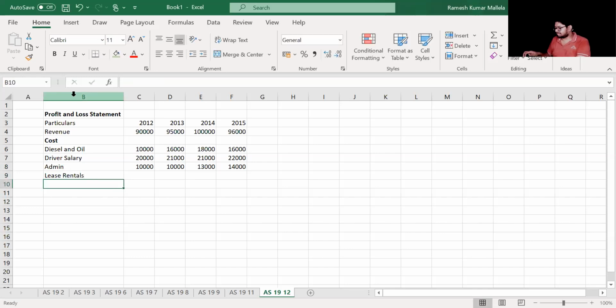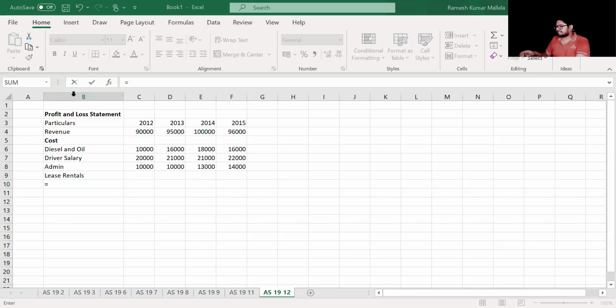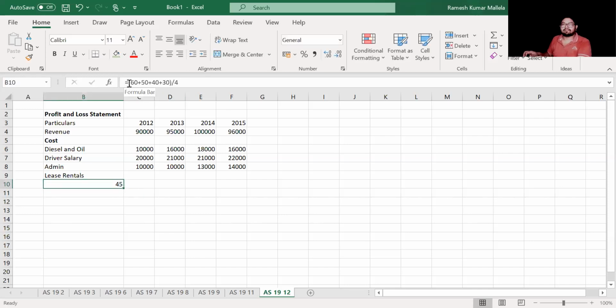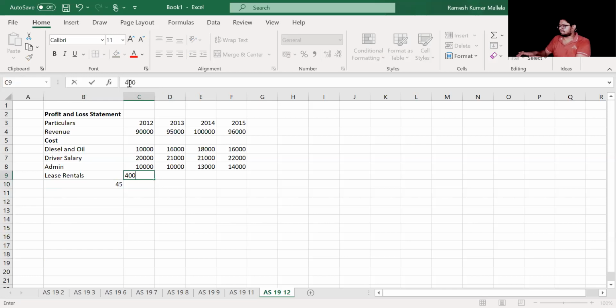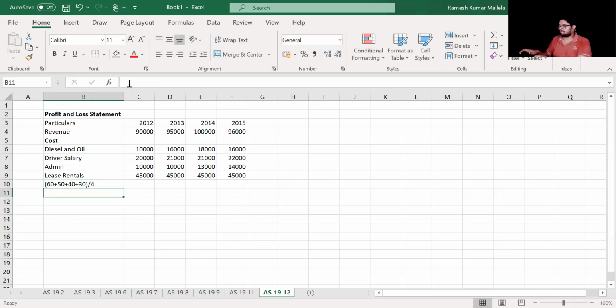Lease rentals, I'll show you the working here. It is basically, you have 60, 50, 40, 30. Yes or no? Is equal to 60 plus 50 plus 40 plus 30 whole divided by 4. 45,000. Okay. So take 45,000 for all the 4 years. Okay. So I'm gonna open the formula and keep it for you for your reference.